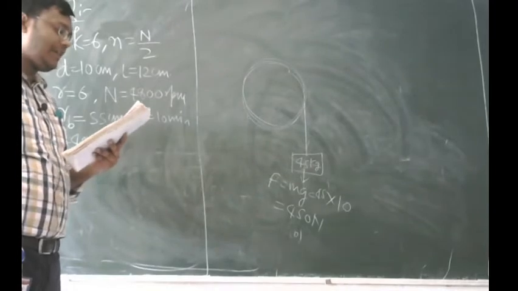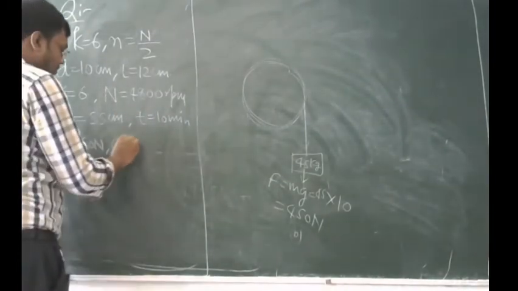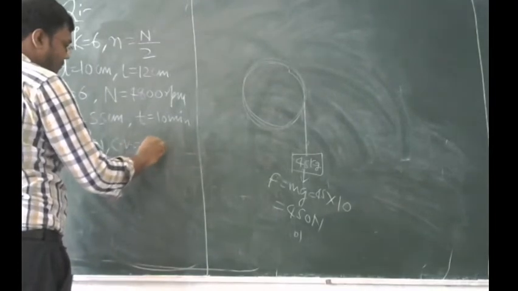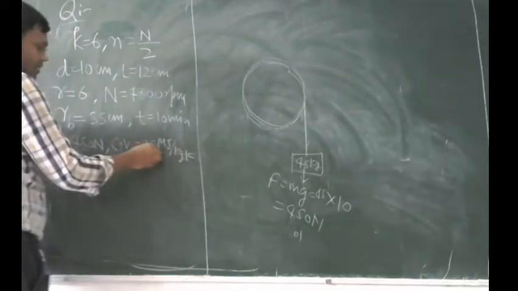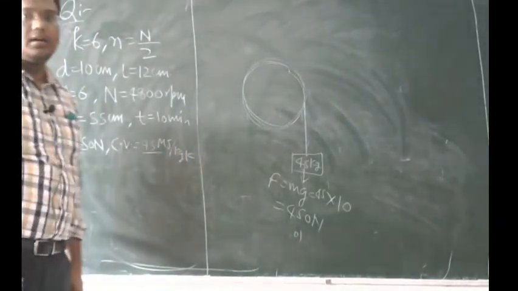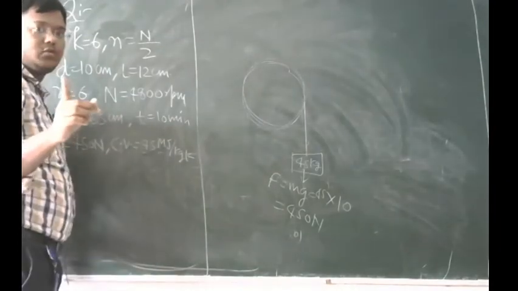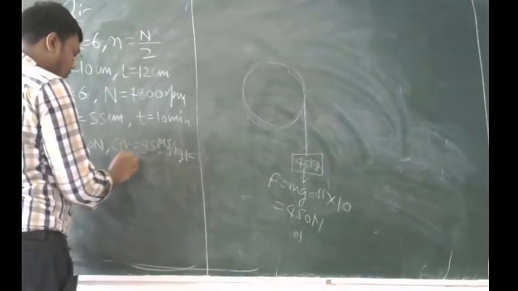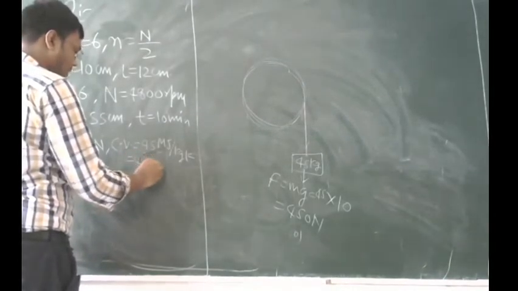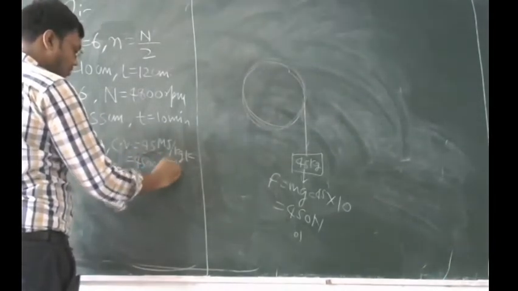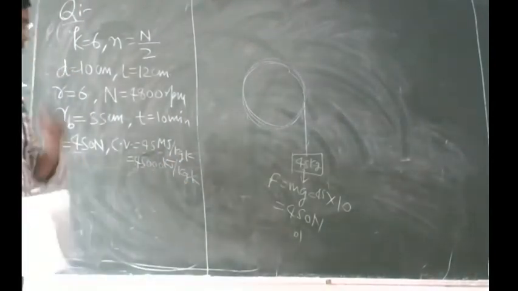The calorific value is 45 megajoule per kg. We can convert 45 megajoule into kilojoule: 1 megajoule is equal to 10 to the power 3 kilojoule. So 45 megajoule means 45,000 kilojoule per kg.